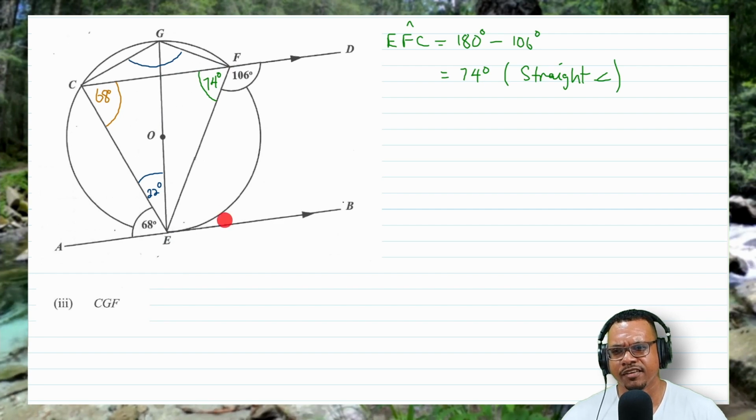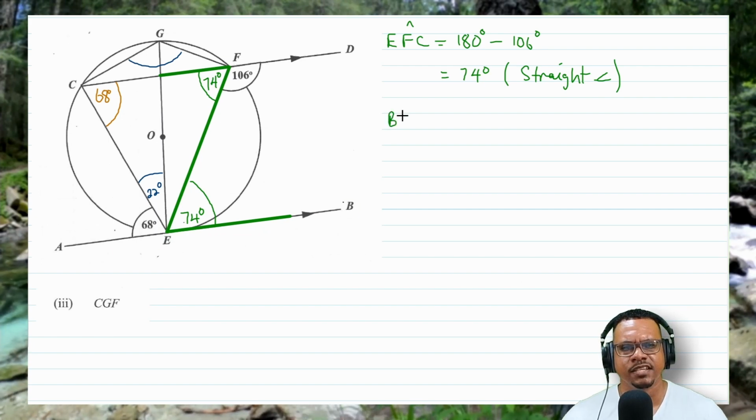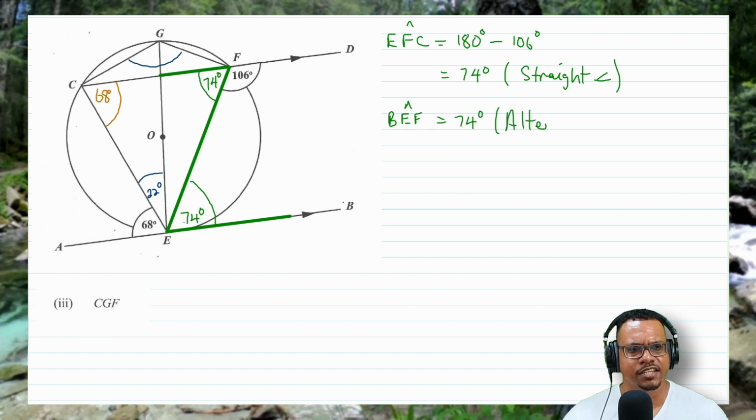And now I'm looking at my parallel lines again, and I can see my Z here. So that here will also be 74 degrees because alternate angles. So this is angle BEF. So angle BEF is equal to 74 degrees. Alternate angles are equal. So let's write alternate angles.